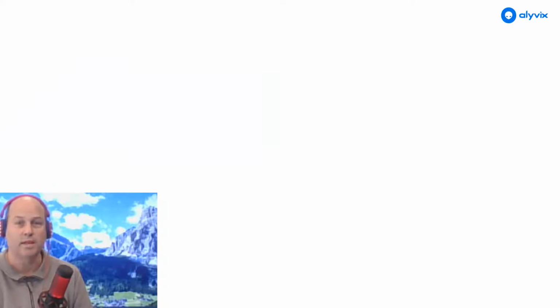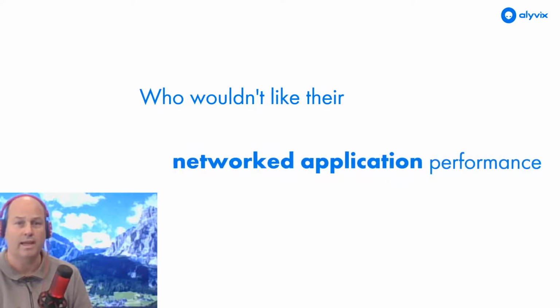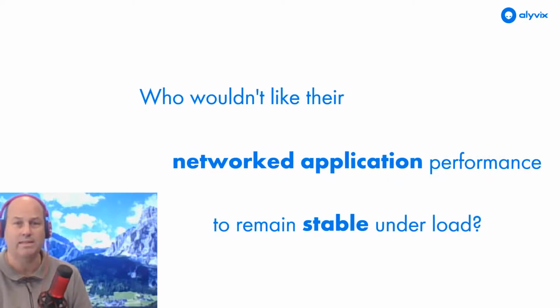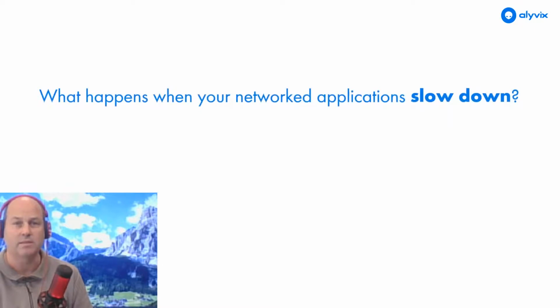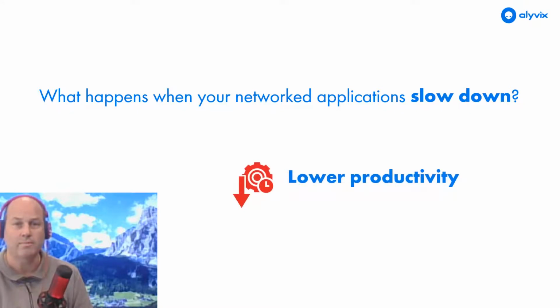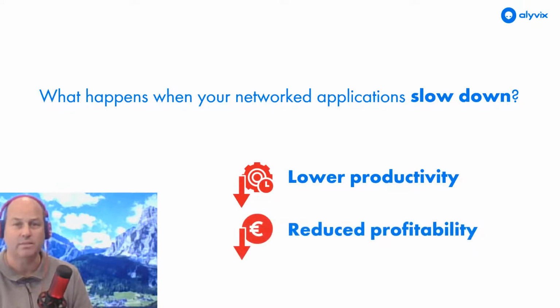Hi, I'm Charles, technical writer here at Alyvix, with an important question for you. Who wouldn't like their application performance to remain stable under load? If you have a large number of users dependent on network-based applications, such as Microsoft's Outlook, what will happen when those apps start slowing down? All those users would immediately start being less productive, which means your organization will be losing money.